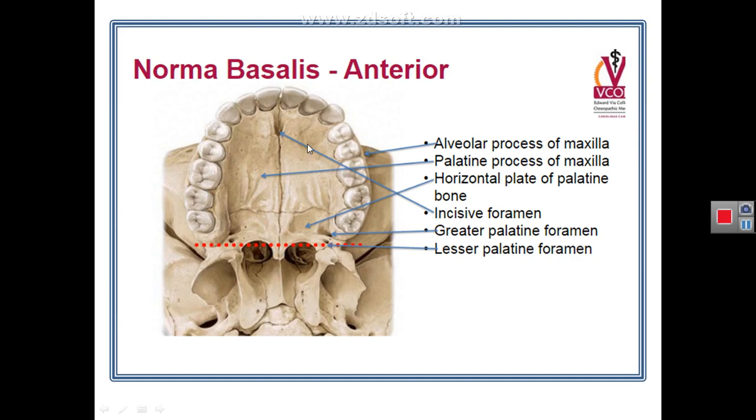This is all about the hard palate, the most anterior region of norma basalis, or base of the skull, which is the inferior view of the skull. Now we will pass to the middle region.